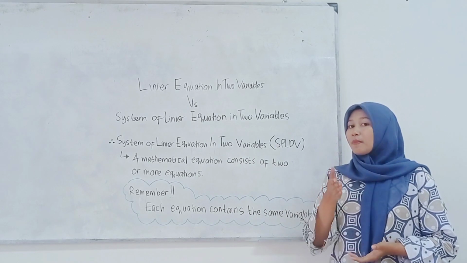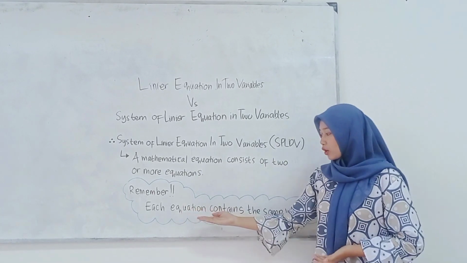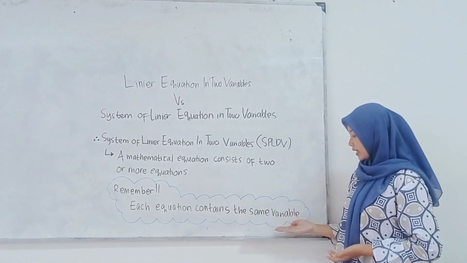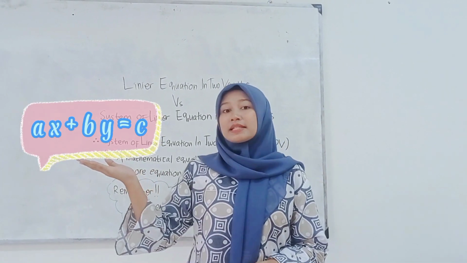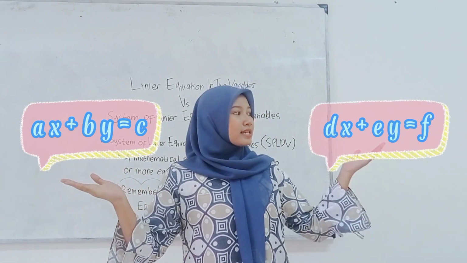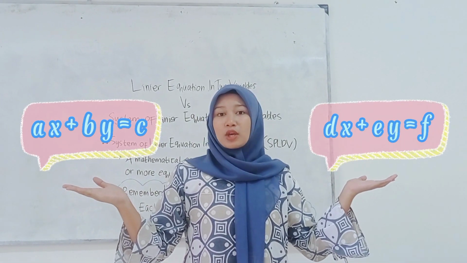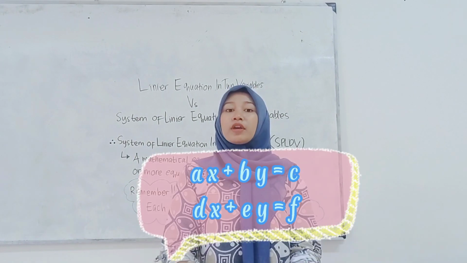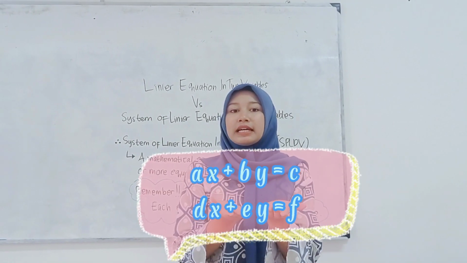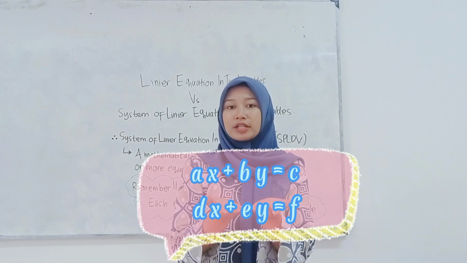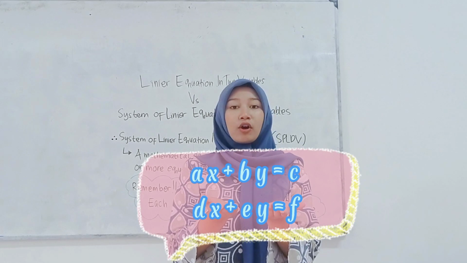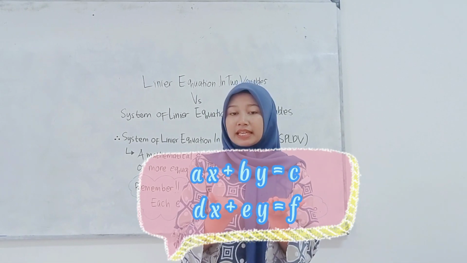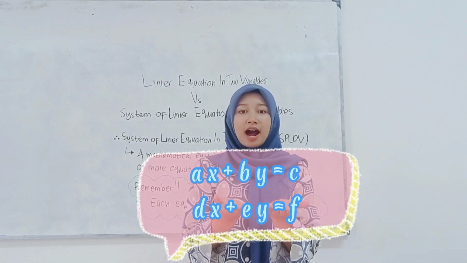You must remember, guys, each equation contains the same variables. For example, the first equation, ax plus by equals c, and the second equation, dx plus ey equals f. If we combine them, it will form the system of linear equation in two variables. And the condition is a, b, d, and e are not equal to 0.